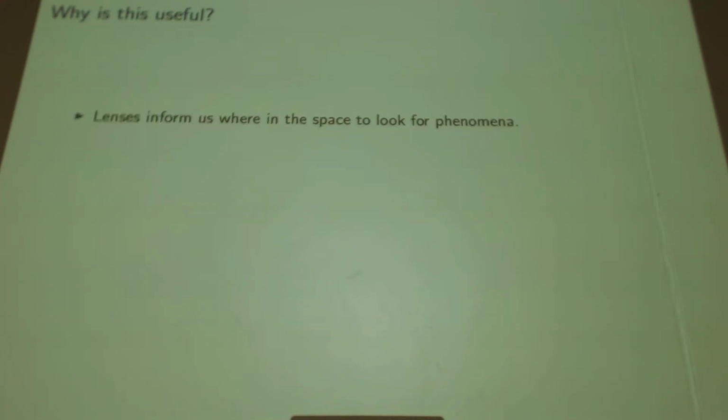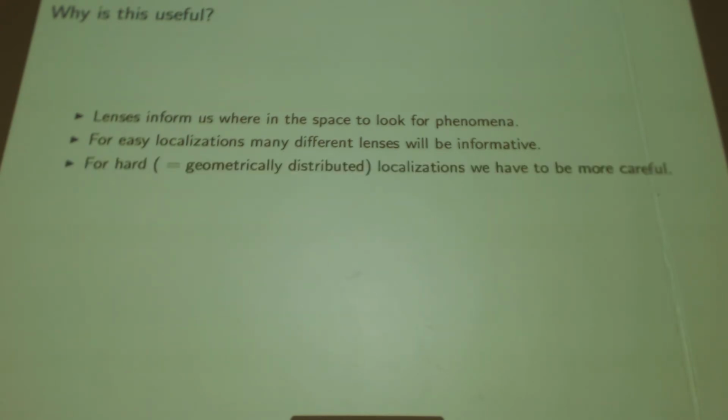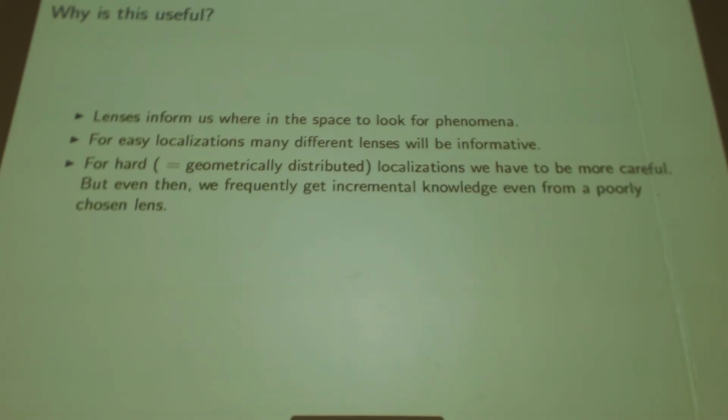So these functions, they're also called lenses, inform us in the space, a way to look in the space for phenomena. For easy problems, many different functions are going to be informative. For hard problems, we have to be a lot more careful. But even then, when we found out that green was smeared out, we actually did get some incremental knowledge. We were able to eliminate a whole leg of the pair of pants. So even in bad cases, we get incremental knowledge, and we just have to consider more functions before we truly understand how the points we're interested in are localized.